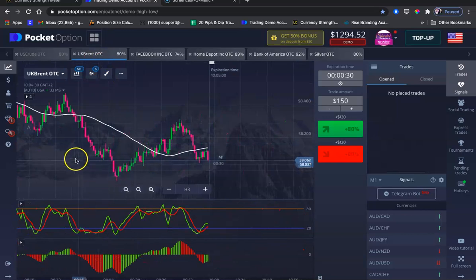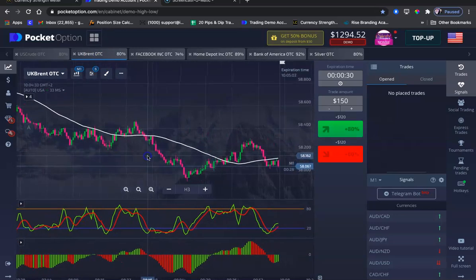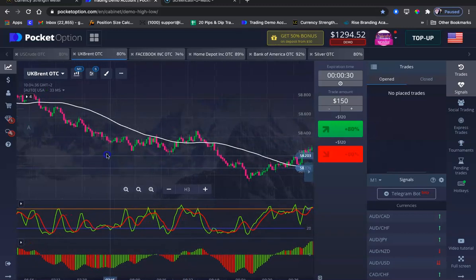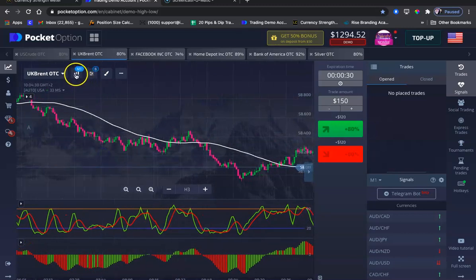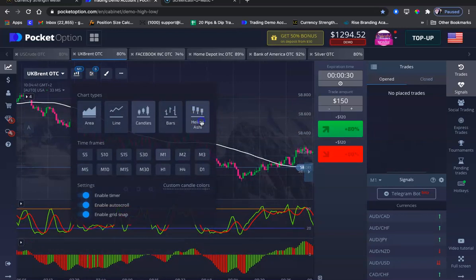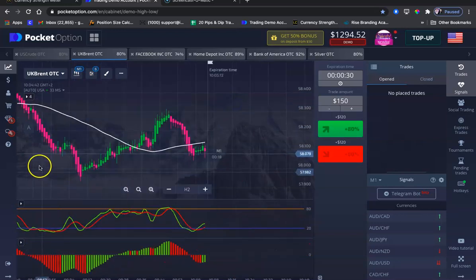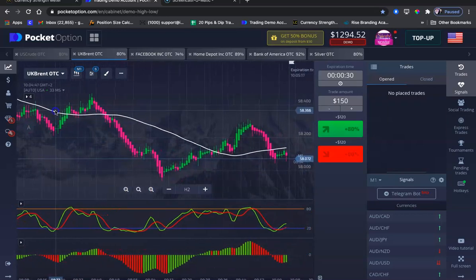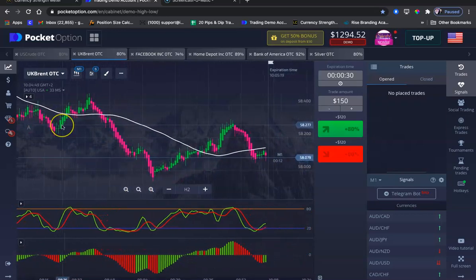Let's see if I can get one that's actually trending. Okay, so this one is trending down, right? We see the trend, it's going down. But let me show you this same trend with the Heiken Ashi candles. Okay, look at that. Is that not beautiful or what? Okay, this is beautiful. It's just so organized.